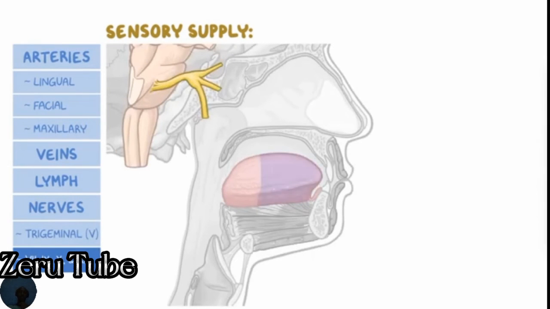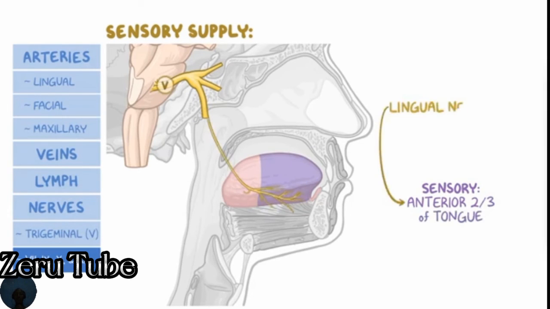Good. The sensory supply is generally the trigeminal nerve. Let us see the tongue. The sensory supply of the tongue: the anterior 2/3 of the tongue is supplied by the lingual nerve. For the sensory function of the anterior 2/3 of the tongue, it is supplied by the lingual nerve of the mandibular part of the trigeminal nerve.